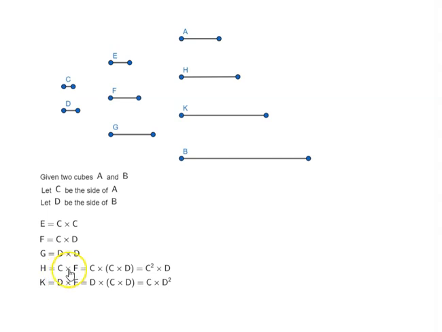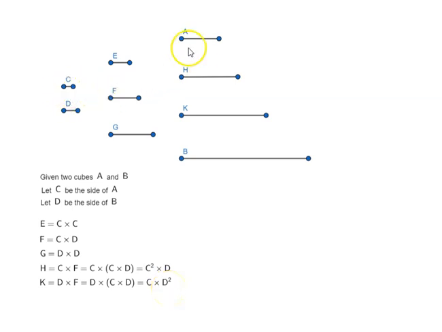Now, when we look at H, which is equal to C times F, F is C times D. So we can write it as C times C times D, which is equal to C square D. But C square is E, so we can also write it as E times D. Similarly, K is equal to D times F, but F is equal to C times D, which means K can be written as C times D square.